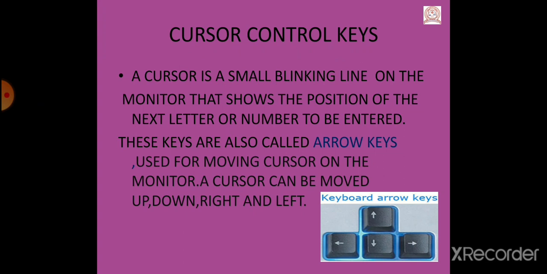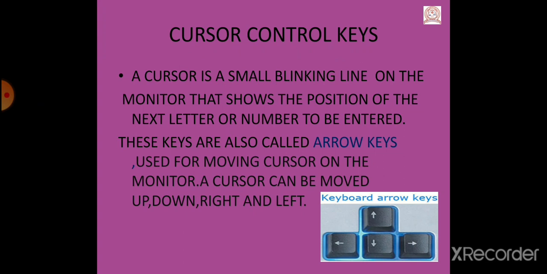A cursor is a small blinking line on the monitor that shows the position of the next letter or number to be entered. The cursor control keys are also called arrow keys. Arrow keys are used for moving the cursor on the monitor.